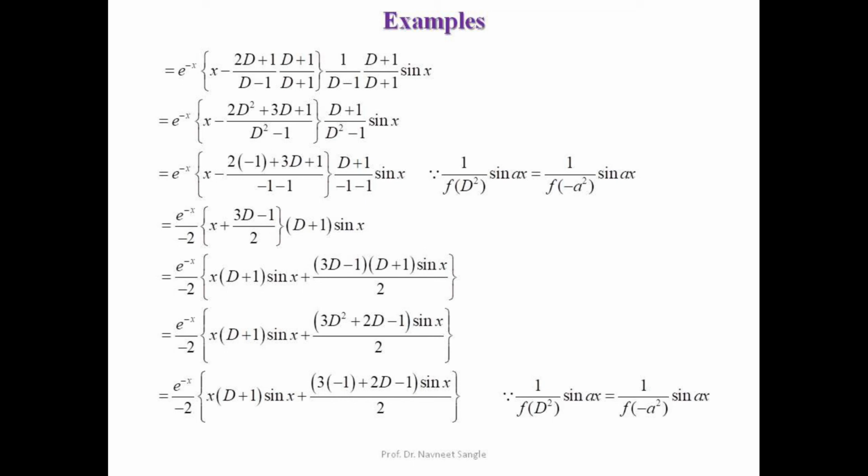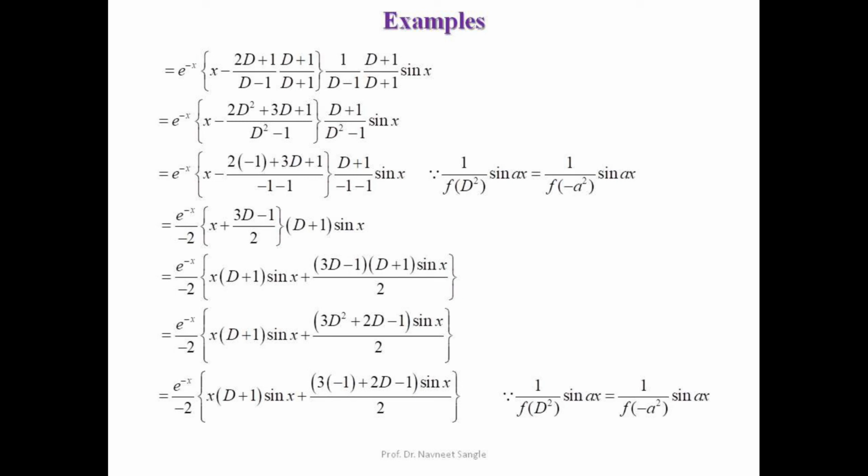So if we take this term to the inner side, there are two ways. Either we first simplify the outside bracket term and then take it to the numerator inside the bracket, or we may directly take the outside term inside the bracket. So we get the next step as e raised to minus x upon minus 2, then x into (D plus 1) into sine x. So we are taking the outside bracket term to the inside. So plus (3D minus 1) into (D plus 1) into sine x divided by the constant, which is 2.